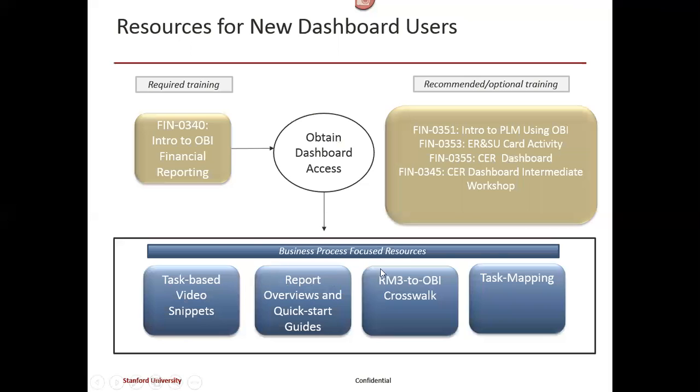We have lots of resources on Fingate: videos, overviews, quick starts, crosswalks. The task mapping is kind of cool. For RFM, I think there's 50 business questions, like how do I find all the gifts I've received this year? And it gives you like the 5 steps. Go to this tab, do this thing, pull that report. Kind of fun just to look through the task mapping because there are questions you haven't really thought about before.